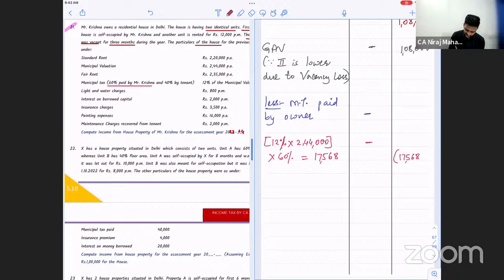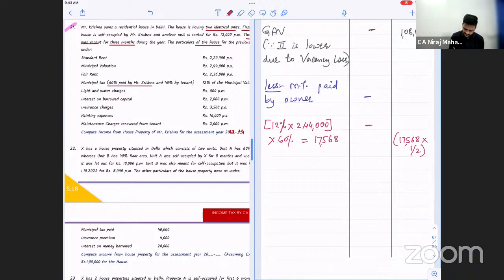17,568 into 1 by 2. Correct, Elia? How much is that? 8,784. All of you got it till here? Tell me. So this was also an important adjustment. Any doubt, ask me. See, it is a percentage of municipal valuation, that was okay. But how much is paid by the owner, that is also important, no? So whatever is paid by the owner, that is eligible. And of whatever is eligible, we do apportionment between self-occupied and let out.